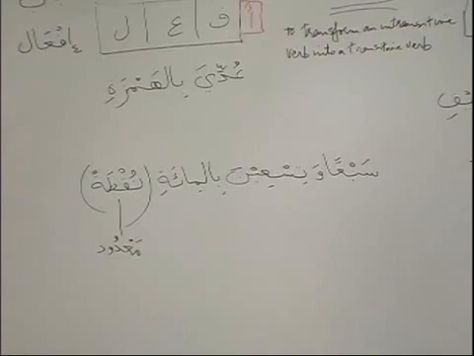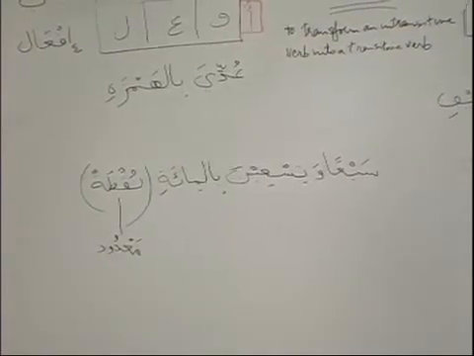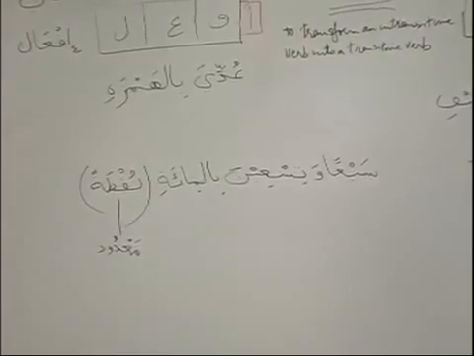Wallahi, laqad farihtu kathiran bihadhihi an-natijati allati balagat nisbatuha sab'an. What is sab'an? 7. And tis'ina, what is tis'ina? 90. Bil mi'ah. 97 out of 100. You see?